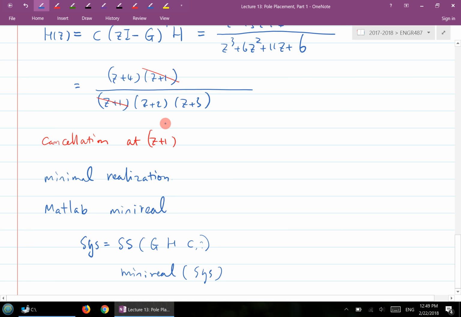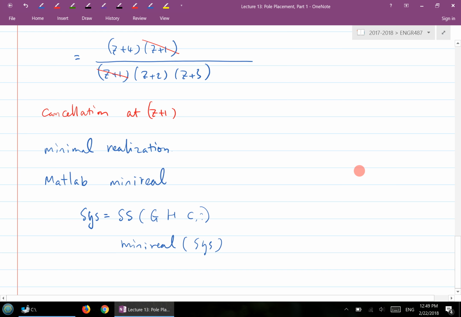So that's basically everything about controllability and observability. I think last time I mentioned, for controllability the command is ctrb, and for observability the command is obsv. I think it's minreal. Probably you're right, yeah.